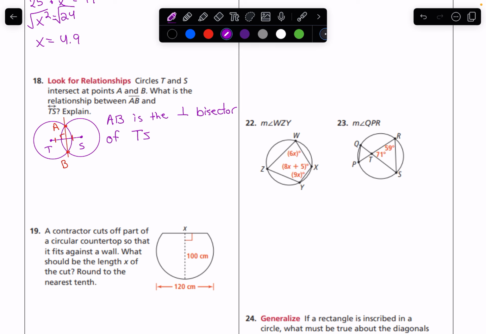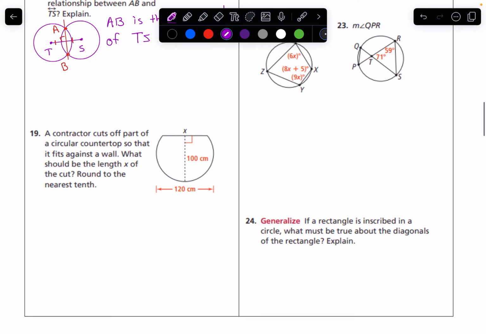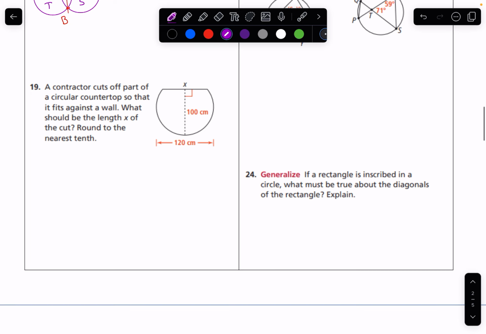Number 19, a contractor cuts off part of a circular countertop, so if it's against the wall, what should be the length of the cut rounded to the nearest tenth? Well, I see that 120 is the diameter here. So if I draw a center, and this is only 100 centimeters instead of 120, I still know if this is the center of the circle, that half of the 120, or 60, lives down here, which means 40 of those centimeters are between the center and the edge of the countertop.